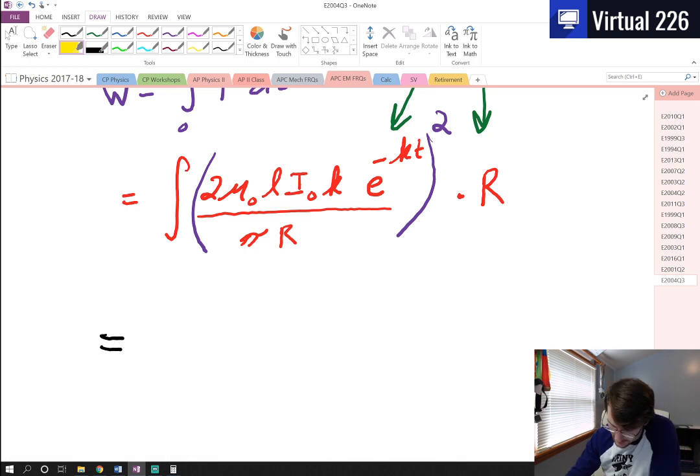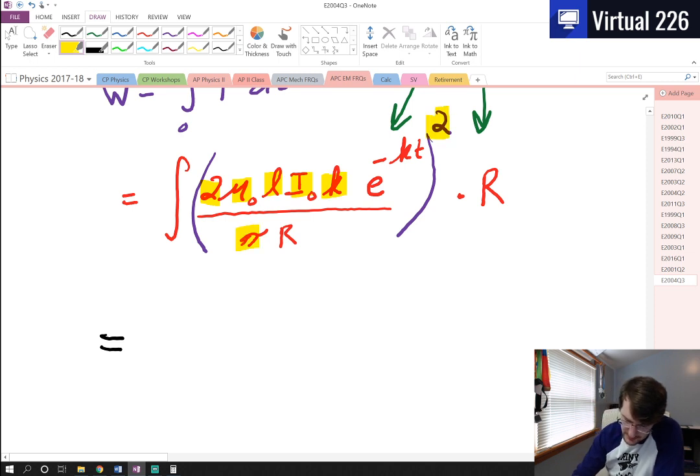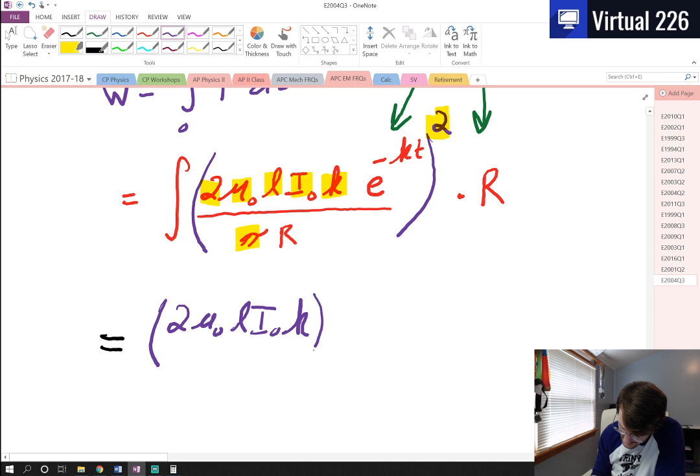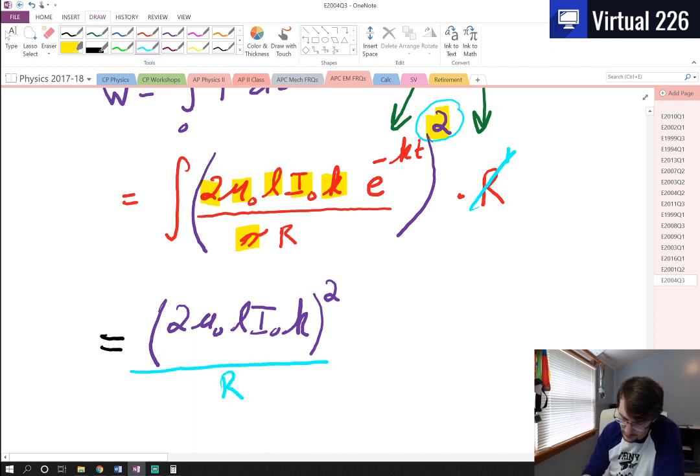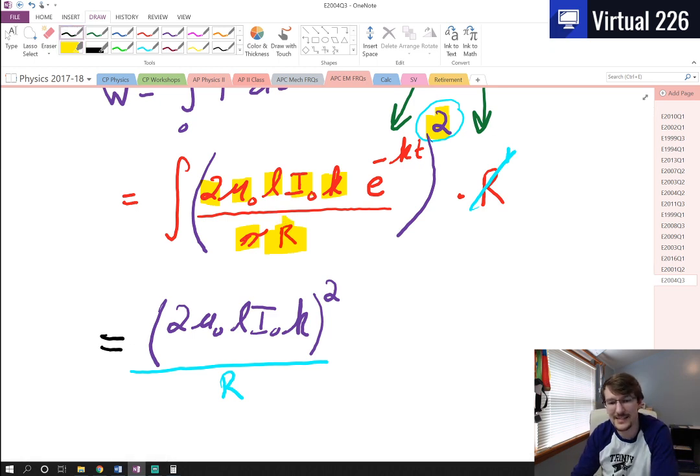Let's just highlight all the constants we're going to bring out. 2 mu naught L I naught K pi. Those are all squared, so let's pull them all to the outside real quick. So here is a 2 mu naught L I naught K, squared. And then we can recognize that this is r to the first and this is r squared because it squares up there. So this r is going to go away, but I'm still going to have an r in the denominator that I'm going to pull to the outside because that's a constant.